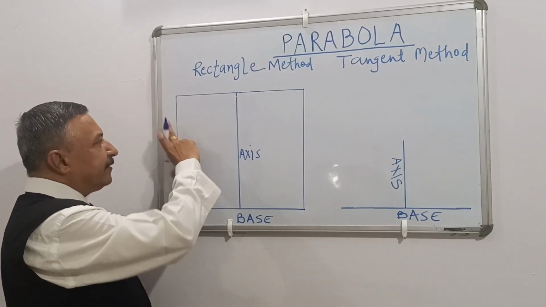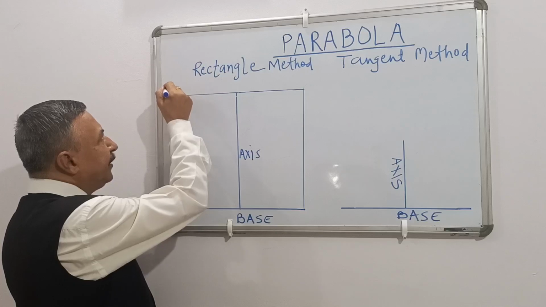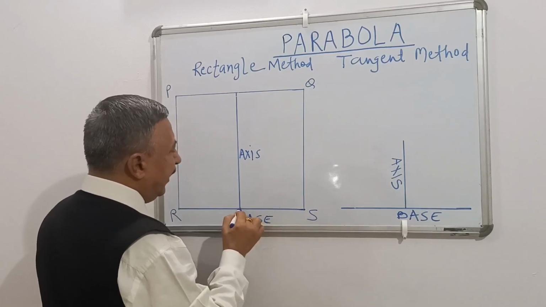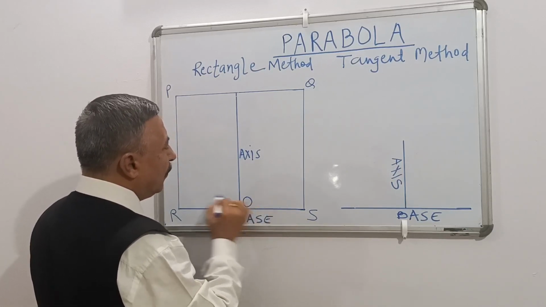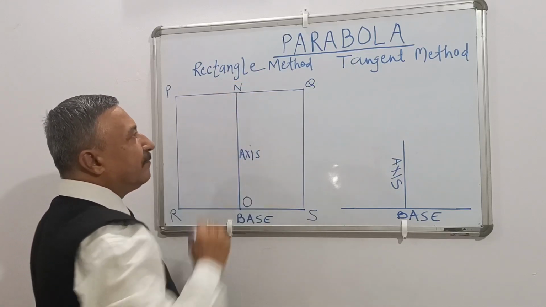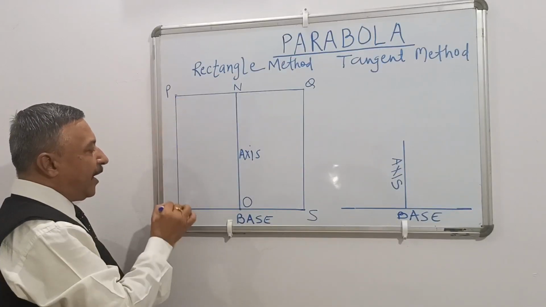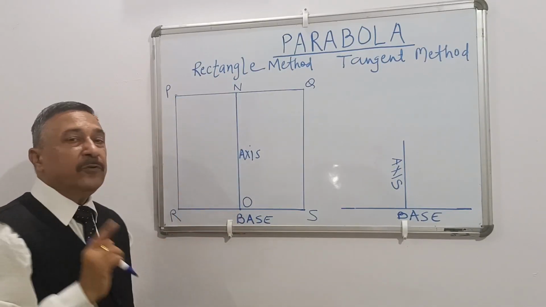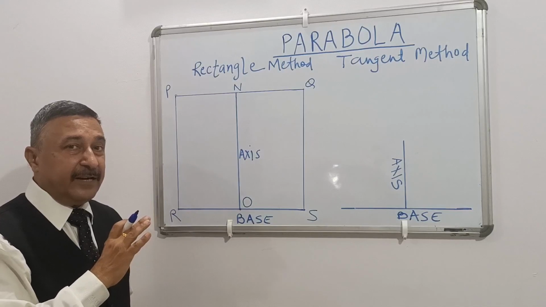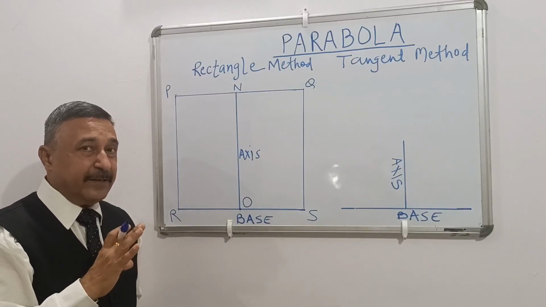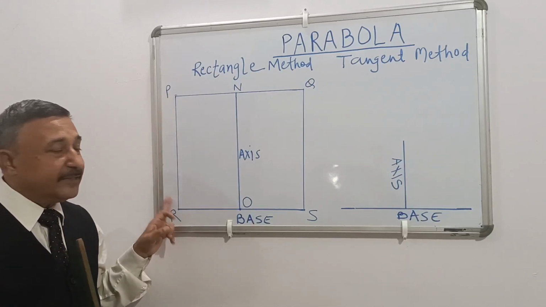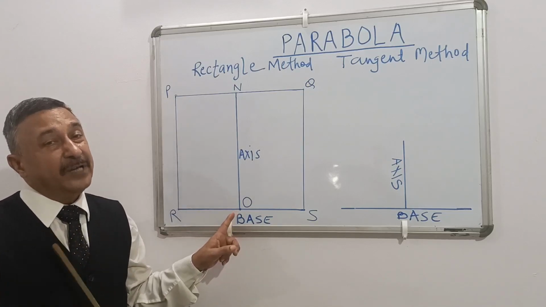Now we name the points. Suppose this is P, this is Q, this is R, this is S, and this center point is O. This point we can name L. Now divide PR and RO into the same number of equal parts. The distances may be different, but the number of parts is the same. Suppose we divide PR into 10 equal parts, and this is also divided into 10 equal parts.